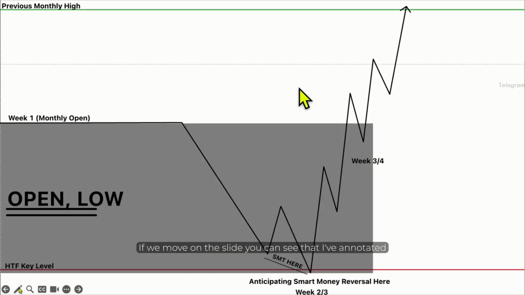If we move on the slide, you can see that I've annotated this delivery right here with a gray box. If we're anticipating higher prices for the month to come, what we'll be looking for is for the market to drop below that monthly open. We want to position ourselves long below the monthly open because we're anticipating that we are going to open low and then eventually draw towards the upside. This is our anticipation for the month to come because we know that we are likely going to draw towards buy side liquidity next during this month.